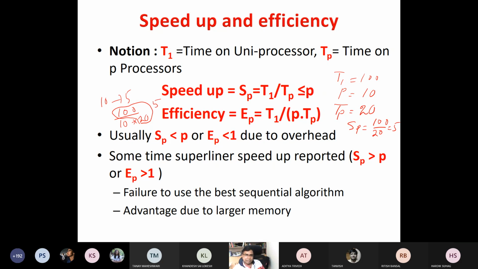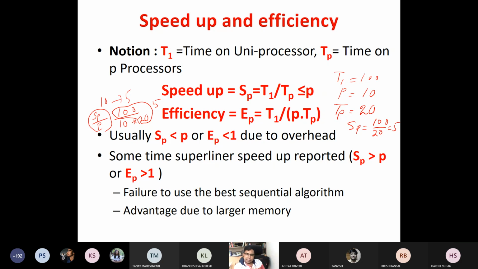So how much speedup are we getting? That means it is speedup by P, Sp by P. So ultimately efficiency is Sp by P. If you are getting a speedup of 10 on 10 machines, then the efficiency is 1. But in general, usually speedup is less than P, and we can say efficiency will be less than 1.